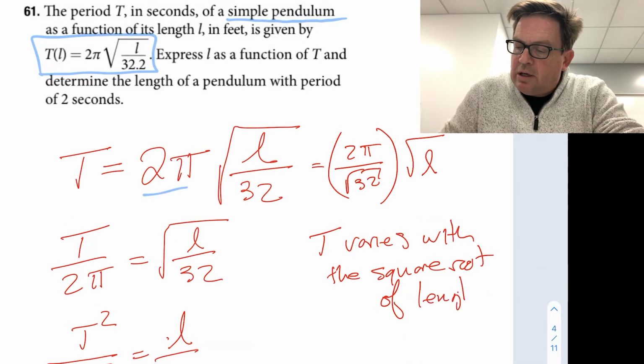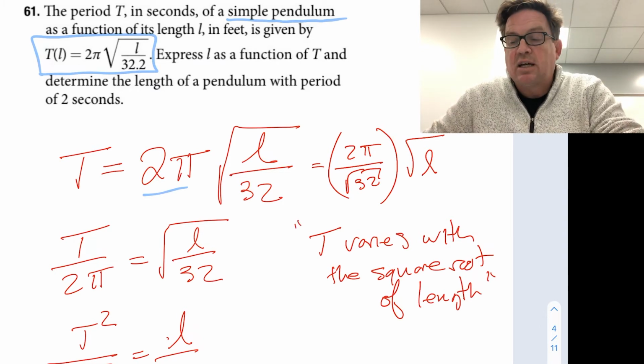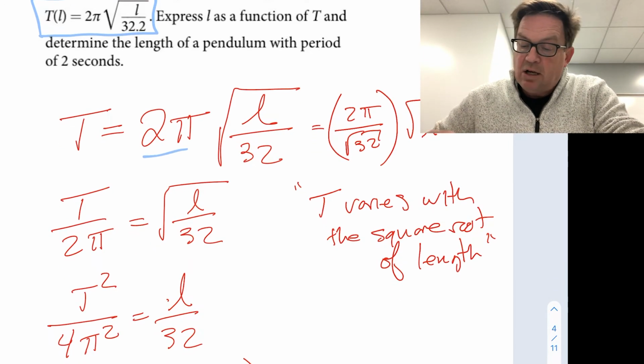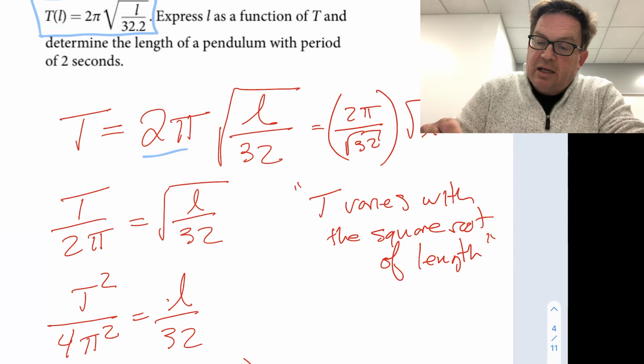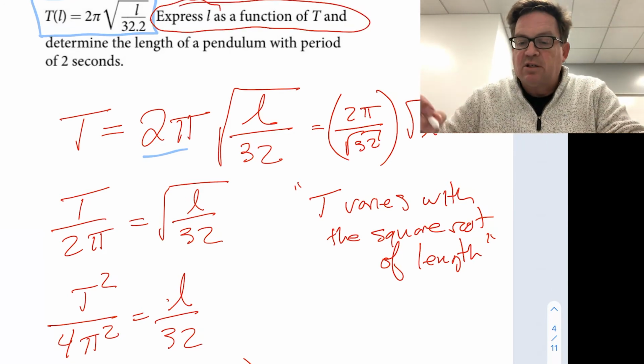The length. And that's the language that we're going to talk about in the variation section next time. So the period of this pendulum is some constant, which happens to be 2 pi over the square root of 32, times the square root of L. And so it's proportional to the square root of L. We're going to talk in the next video about what that means and how you can interpret that and solve equations. But in this case, all we're supposed to do is express L as a function of t. So that means find the inverse function.